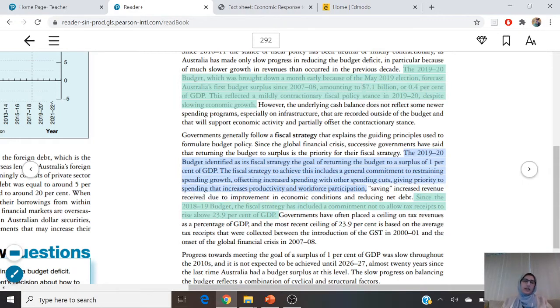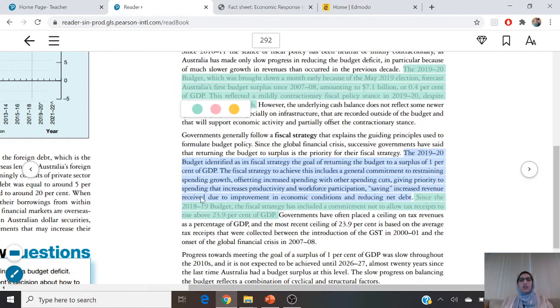So they basically just want people to spend more. That's what we discussed last time as well. People just weren't spending enough, and the government just wanted to spend more. Wanted people to spend more, giving priority to spending that increases productivity and workforce participation rate, saving increased revenue received due to improved economic conditions, and reducing the net debt. So we know we're already in debt. Our CAD was also in surplus this year, but it wasn't a big surplus, and obviously we all know during the recession we're no longer in surplus.